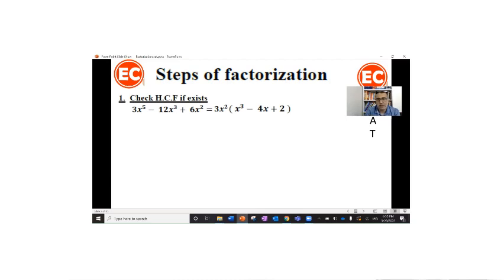So the first step that you do while solving factorization, before starting any factorization, is the highest common factor. And a big percentage of the questions in SAT is solved by using the highest common factor. Second thing is to count the number of terms.